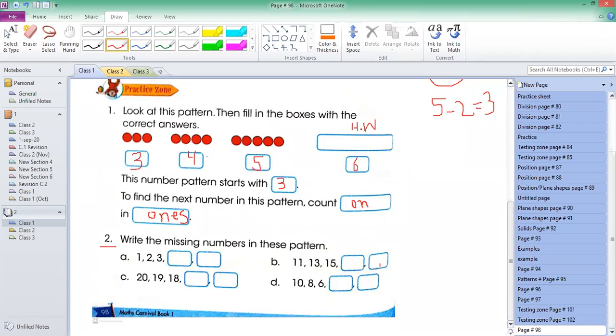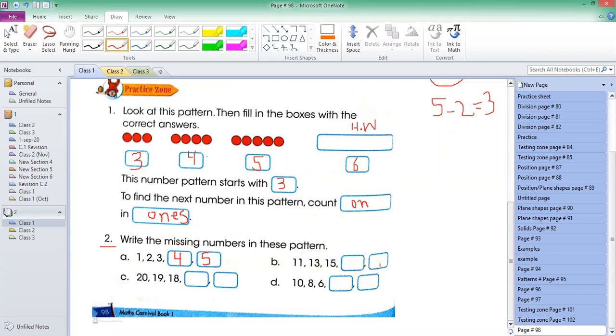Now come to question number 2, guys. Write the missing number in this pattern. 1, 2, 3. Can you tell me after 1, 2, 3 what numbers will come? 4 and 5. Very good. The answer will be 4 and 5.